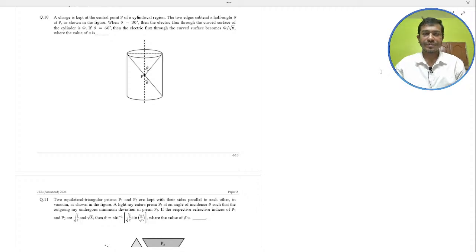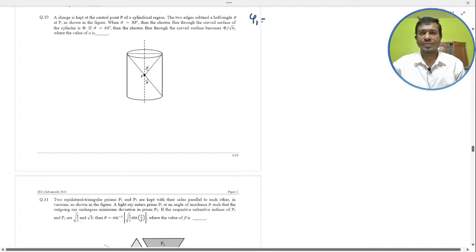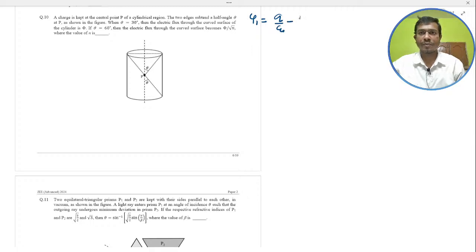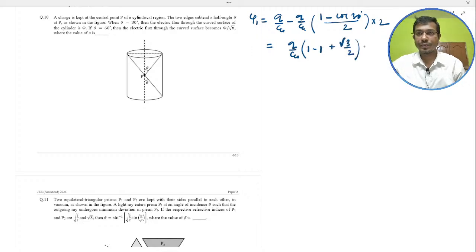Okay. So phi 1 equals q by epsilon naught minus q by epsilon naught into 1 minus cos 30 degrees by 2, into 2. This is equal to q by epsilon naught into 1 minus 1 plus root 3 by 2. This is equal to root 3 by 2 q by epsilon.